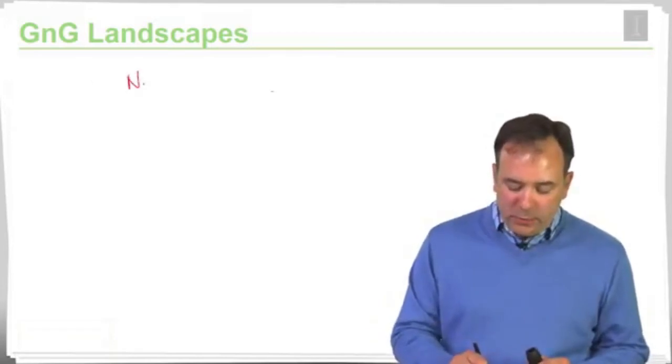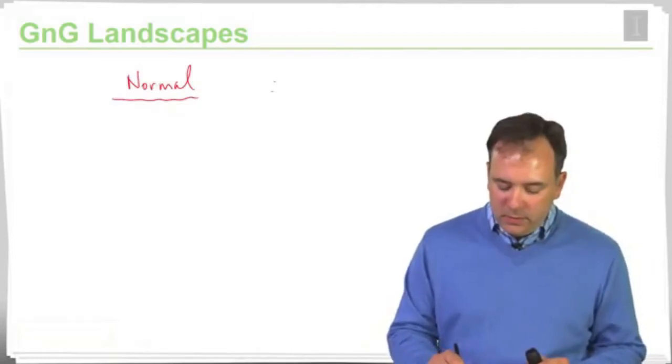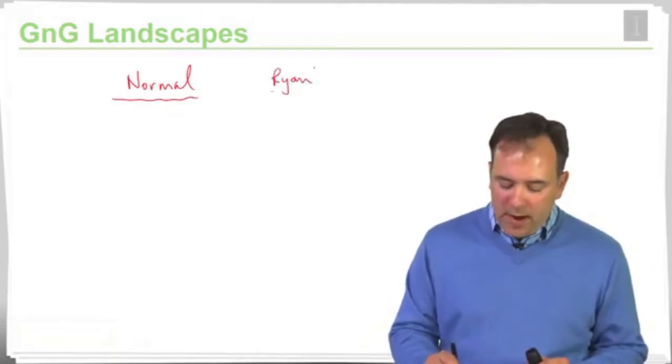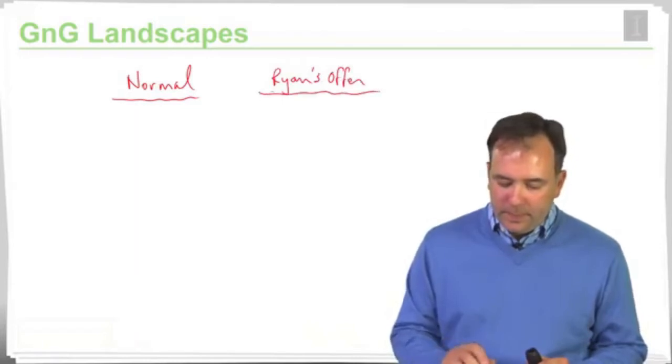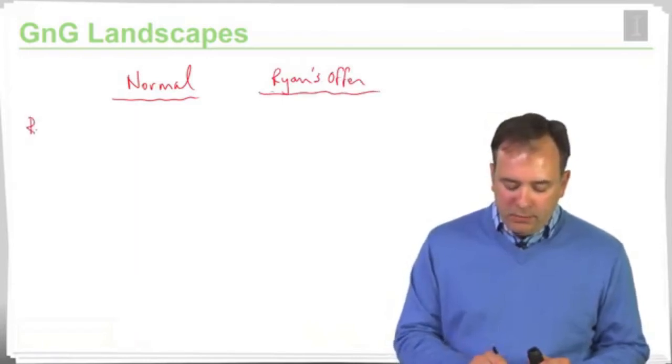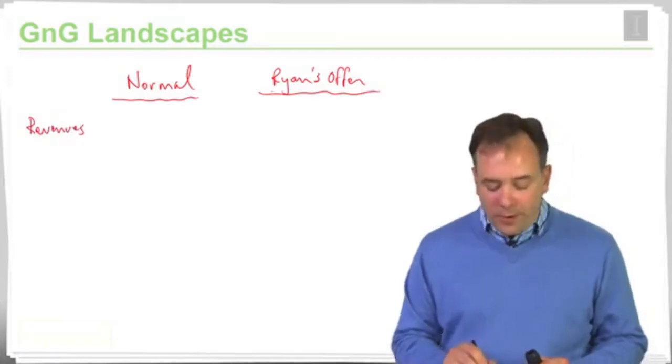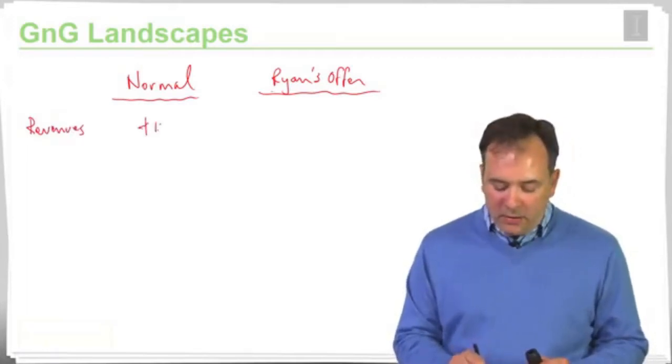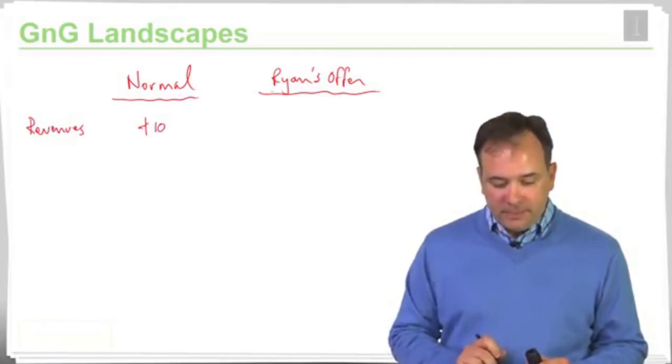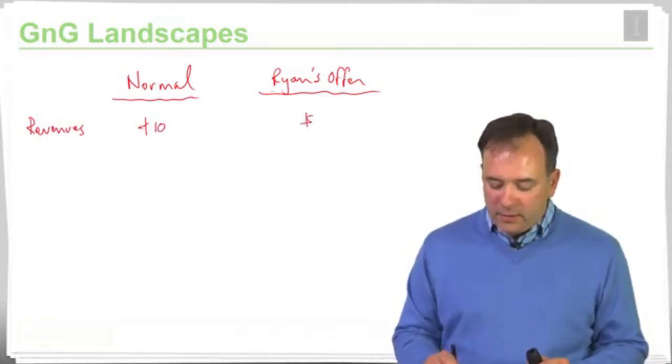So let's distinguish between those two options. Normal sales and Ryan's offer. In terms of revenues, we normally sell each unit for $10 a piece. Ryan is offering $6.